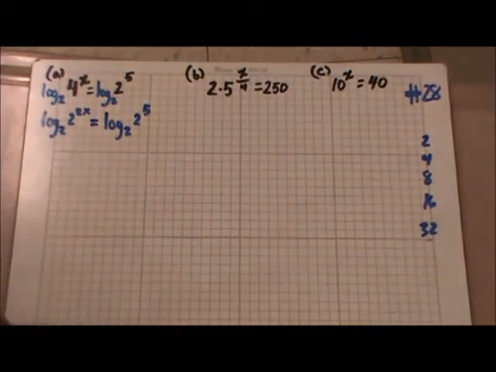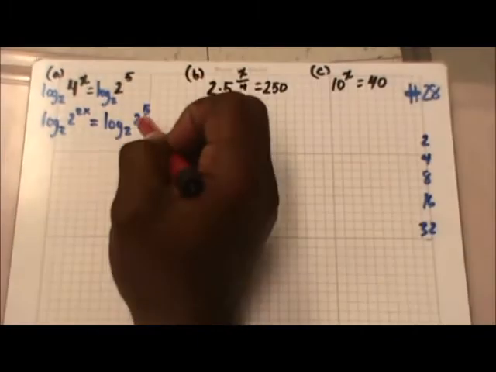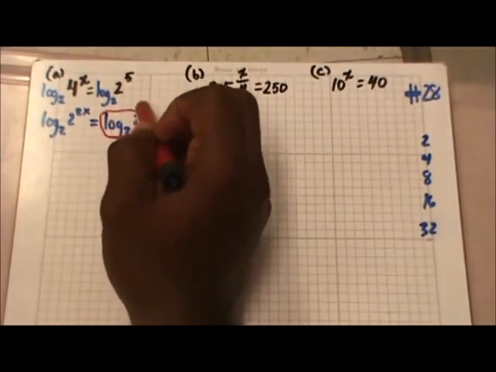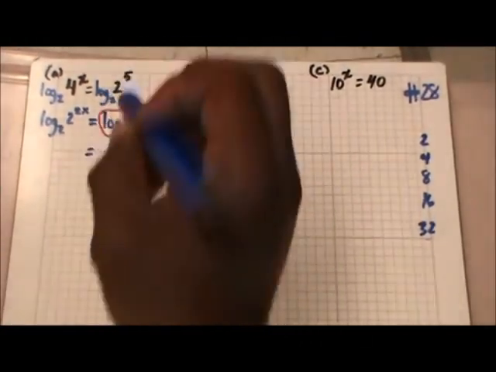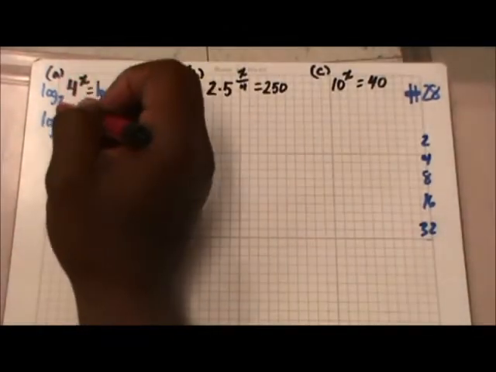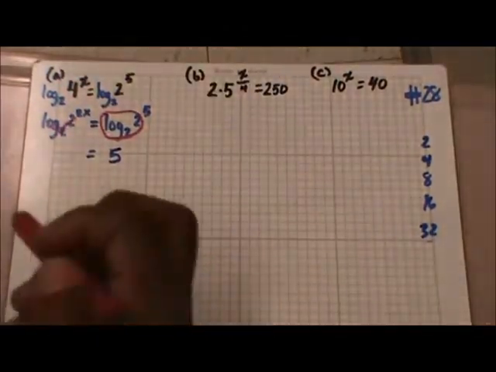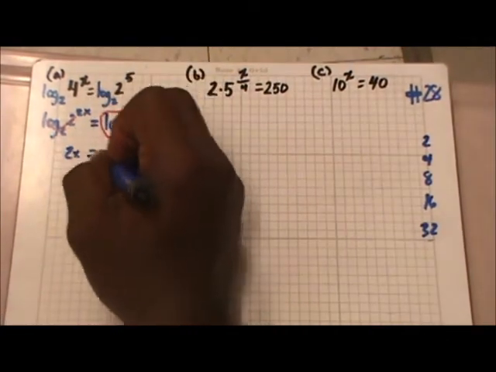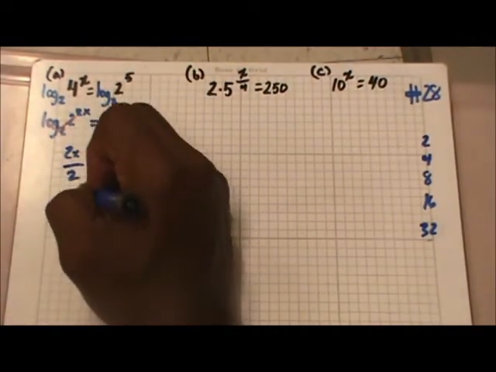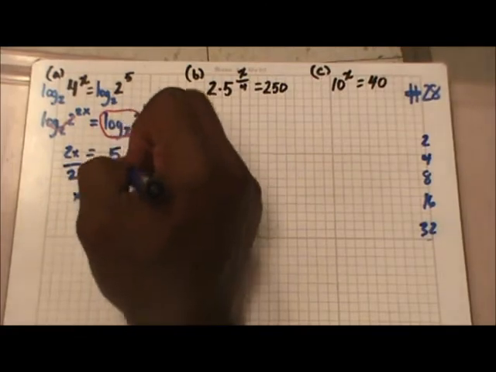Now, what can I do? I can pull my red pen out and I can cancel some things. I have log base 2 of 2, which means that on the right side we have 5, and log base 2 of 2 again, we have 2x. Divide both sides by 2, and x is equal to 2.5.